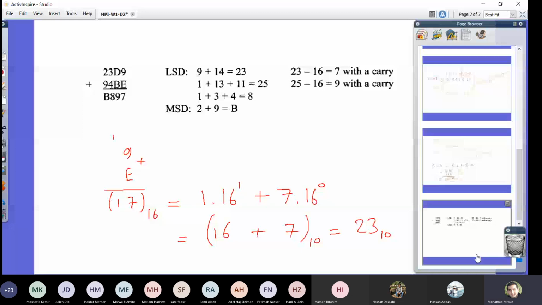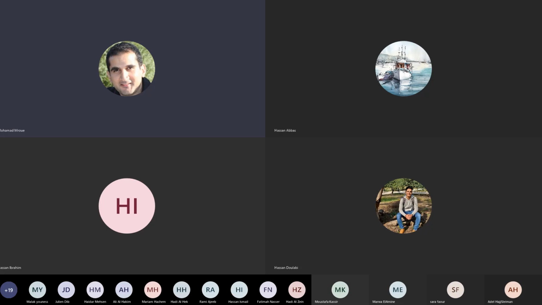So the same principle applies to the other digits. So we continue.